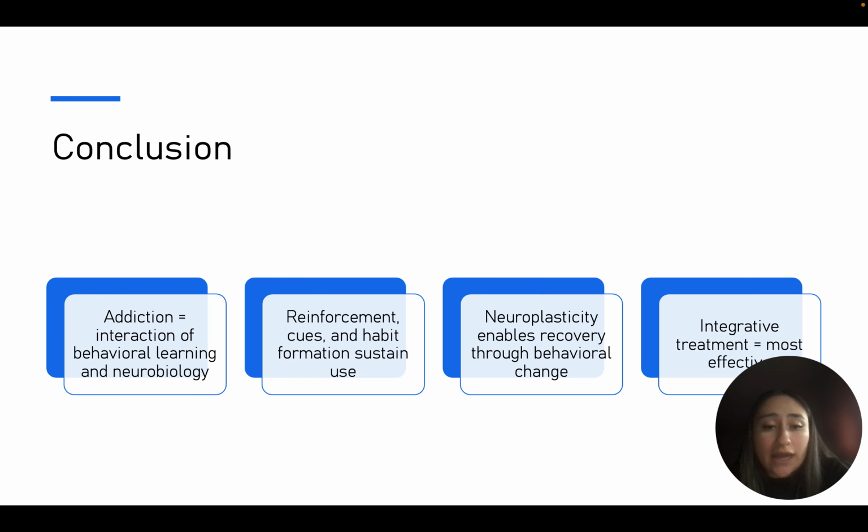To conclude, on the slide I have addiction equals interaction of behavioral learning and neurobiology. Reinforcement, cues, and habit formation sustain use, neuroplasticity enables recovery through behavioral change, and integrative treatment is most effective. Overall, substance use disorders reflect a dynamic interaction between learned behavior and brain adaptation. Addiction is both psychological and neurological, rooted in reinforcement mechanisms that can fortunately be reshaped through behavioral therapy and neuroplasticity. Understanding these mechanisms enables more effective prevention, treatment, and recovery support.